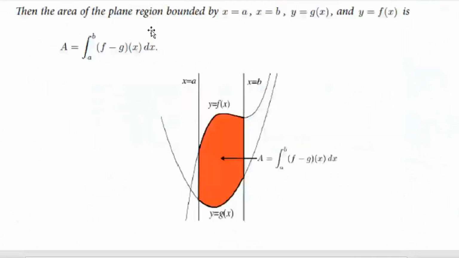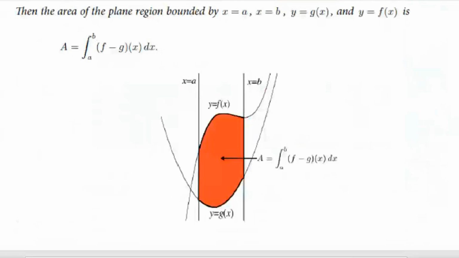In addition to that, we also have here the area of the plane region bounded by x equals a, x equals b, y equals g of x, and y equals f of x, given by the formula, where uppercase A designates the area: A equals the integral of f minus g of x dx evaluated from a to b. So that's almost similar to the one that I have presented. This is now the graph for that.